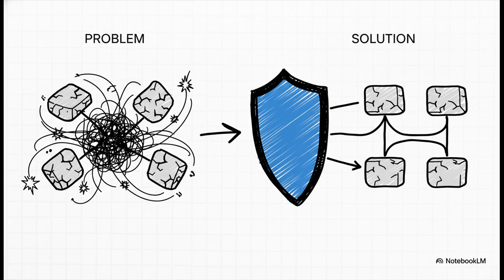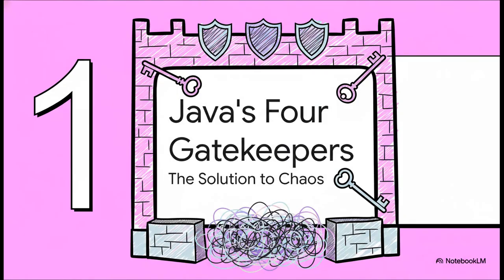You end up with bugs from unintended changes, components that are way too fragile, and just a massive headache when it comes to maintenance. This chaos is precisely what Java's access specifiers were built to prevent. They're here to bring order and security to your code. So, how do we solve this? Well, Java gives us four incredibly powerful keywords.